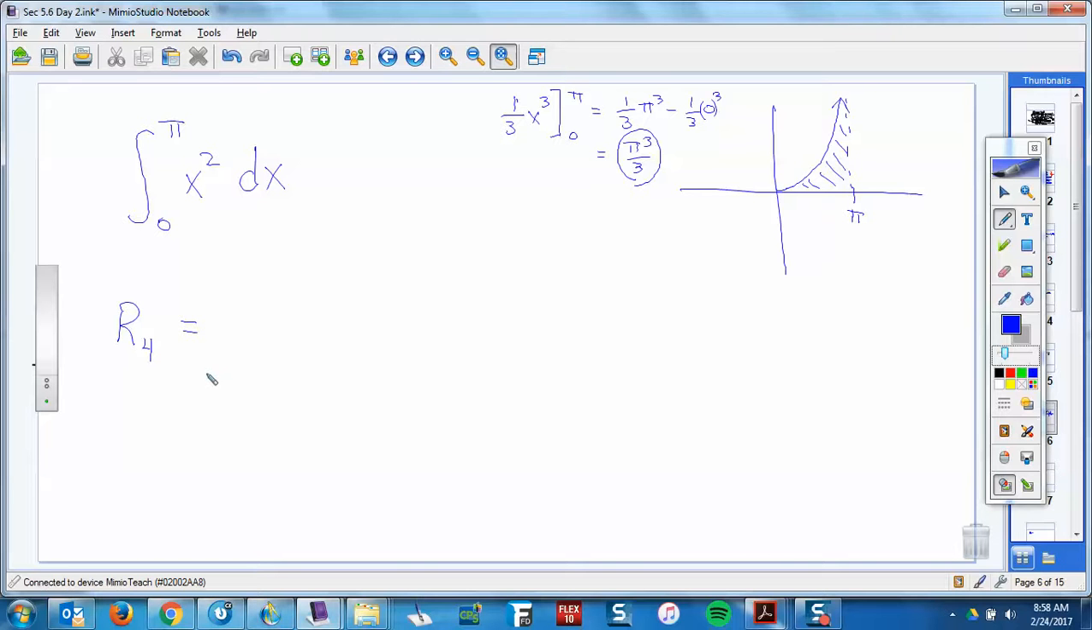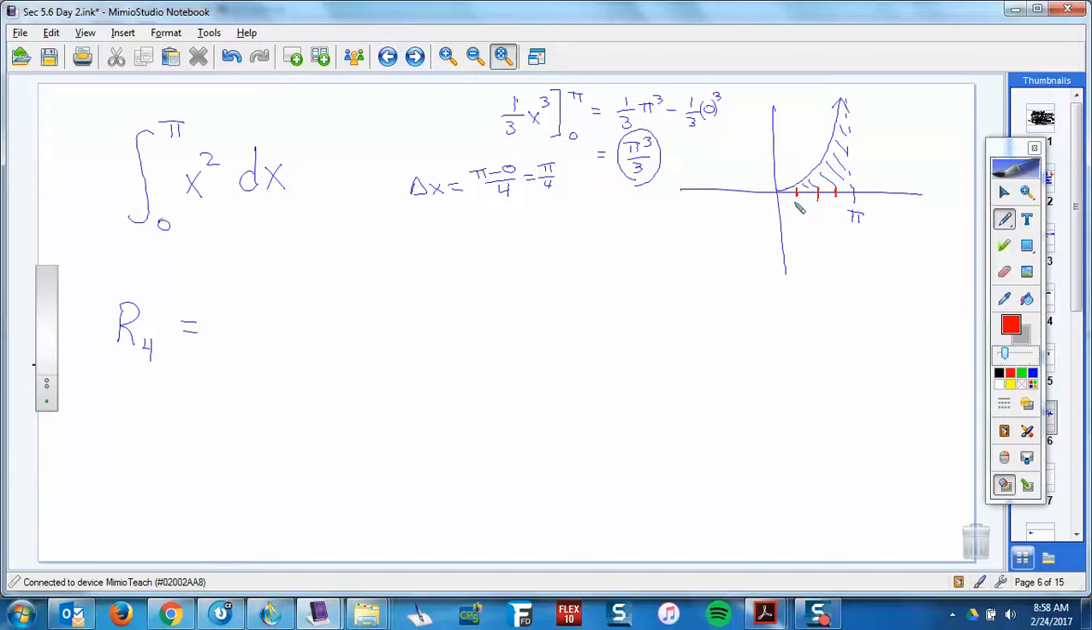So let's start with 4, because we can add it. We can just do 4. Okay? So let's do 4 right rectangles. So, what do I do first? Divide it up into 4 parts, right? What's my delta x going to be? Pi minus 0 over 4. So it's going to be pi over 4, right? So, let's come over here and let's divide this up into fourths.